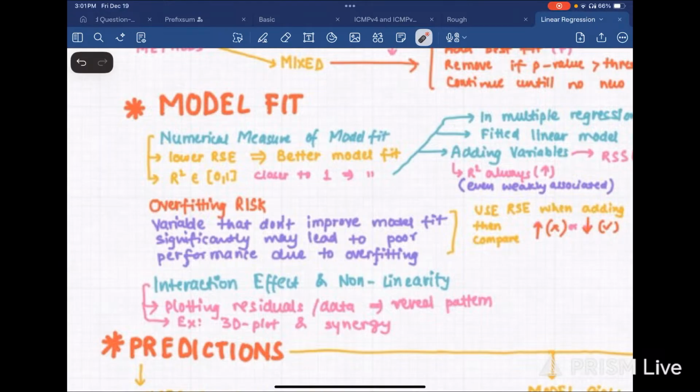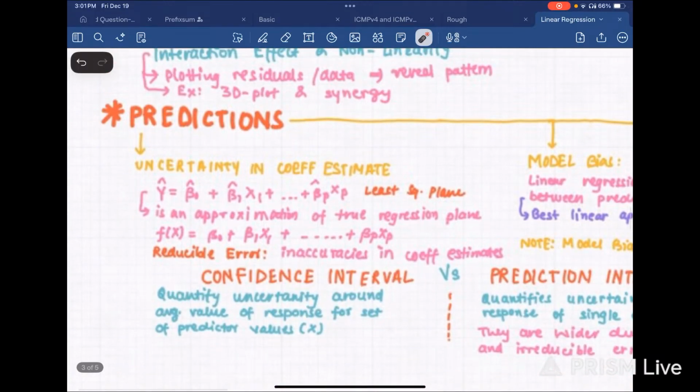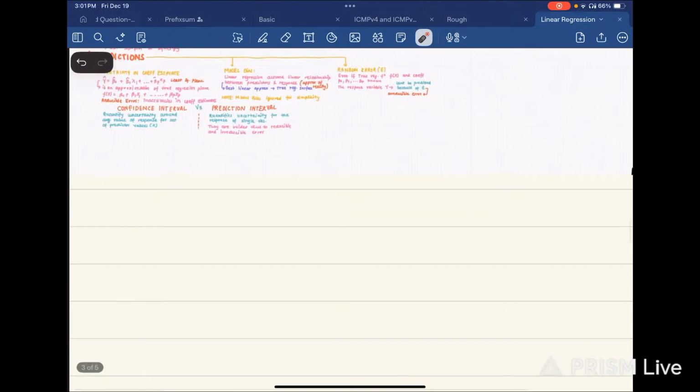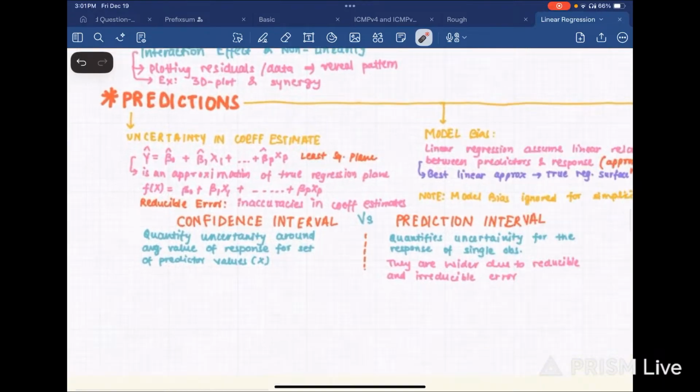Interaction effects and non-linearity can be found by plotting residual data and revealing patterns. These are important things; you should know the graph terminology, how it is affecting the model and how it is done based on that.